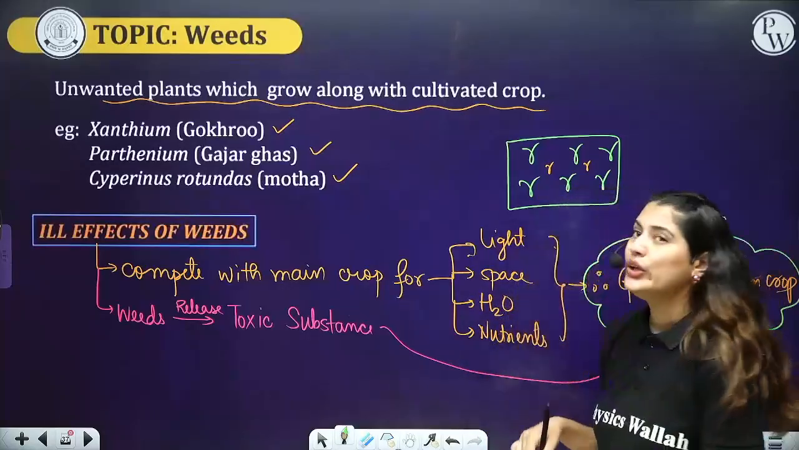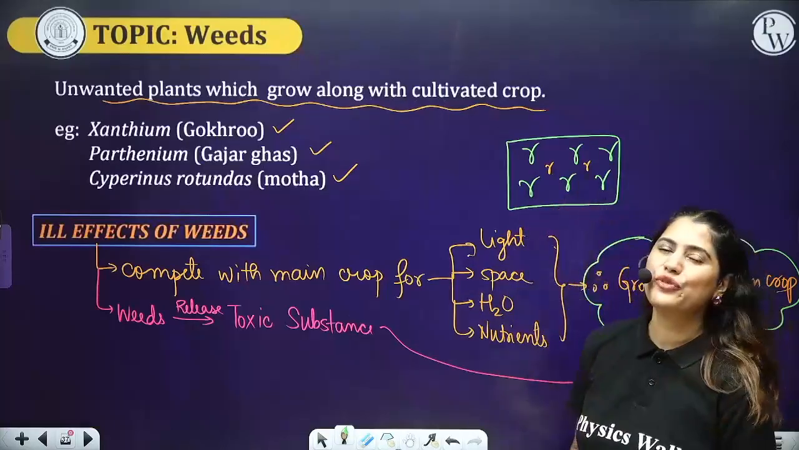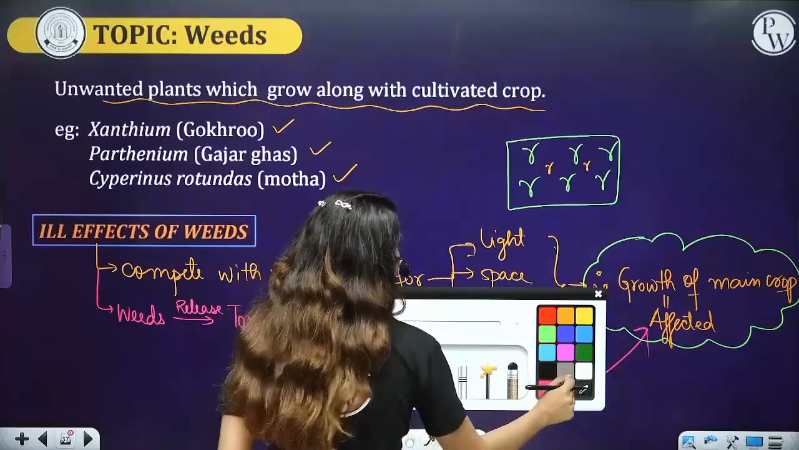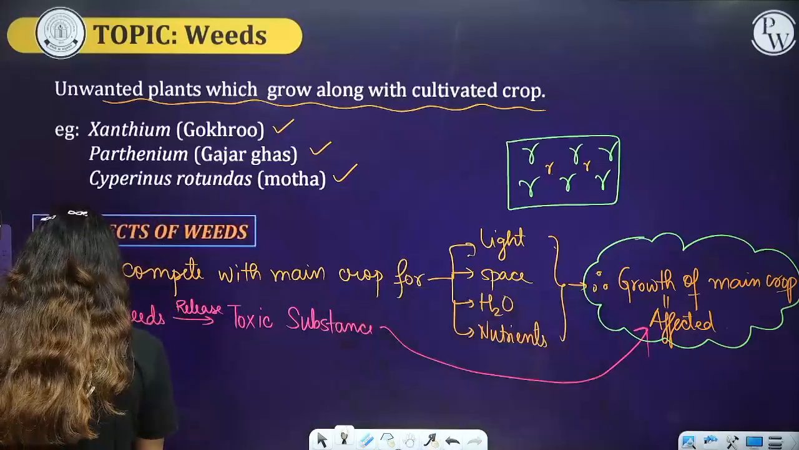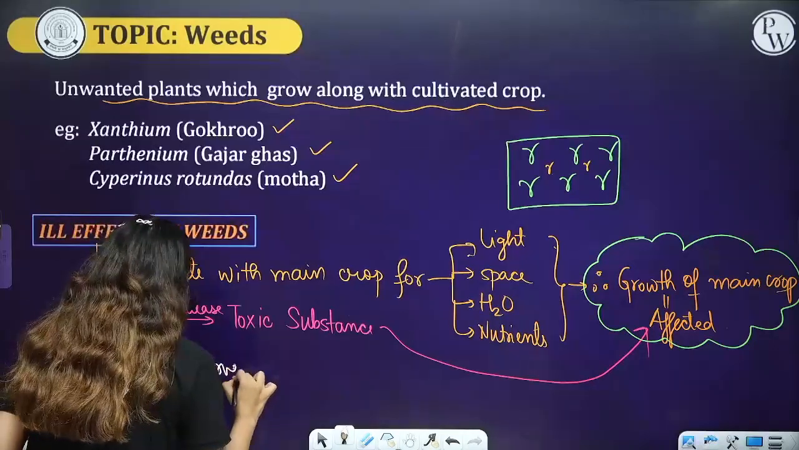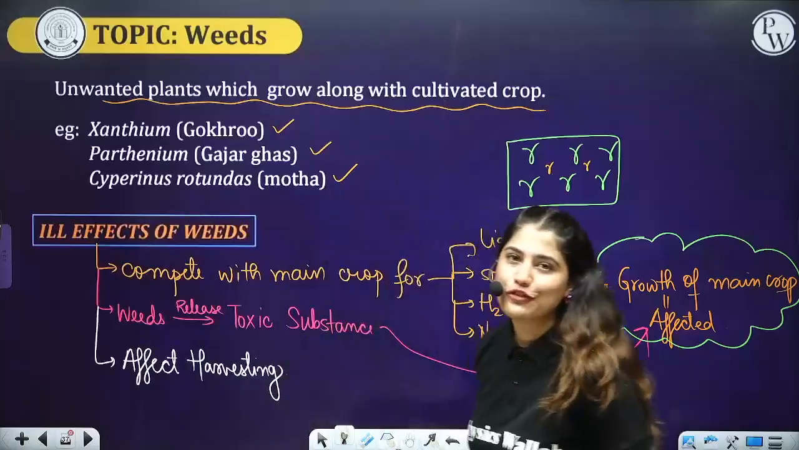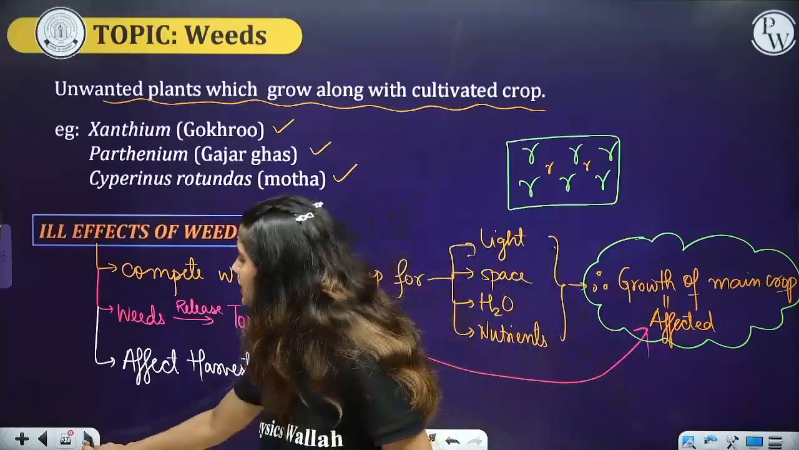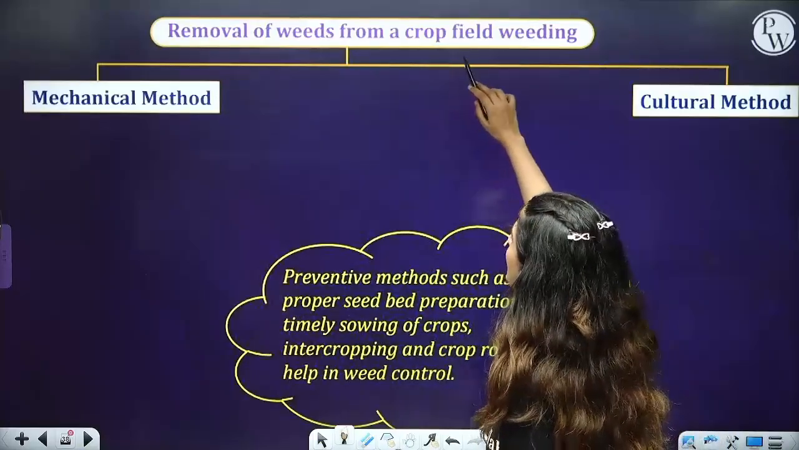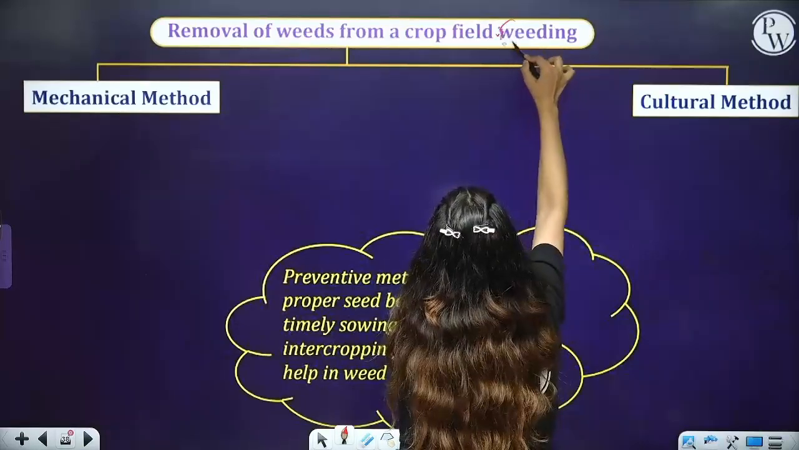Also, let's say I want to harvest my main crop. While I'm harvesting, I'm going to get these weeds also. So I can say it will cause issues in the harvesting process also. So it's not good. Weeds are not your best friends. You have to remove the weeds. The removal of the weeds from a crop field is called weeding, right?